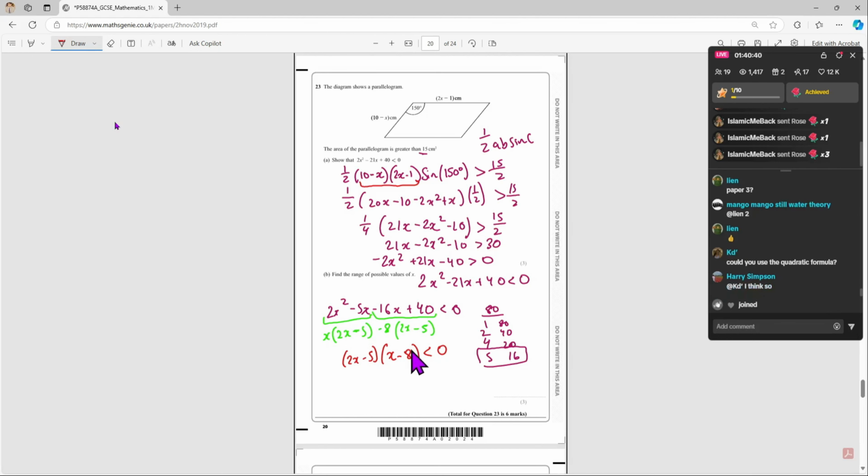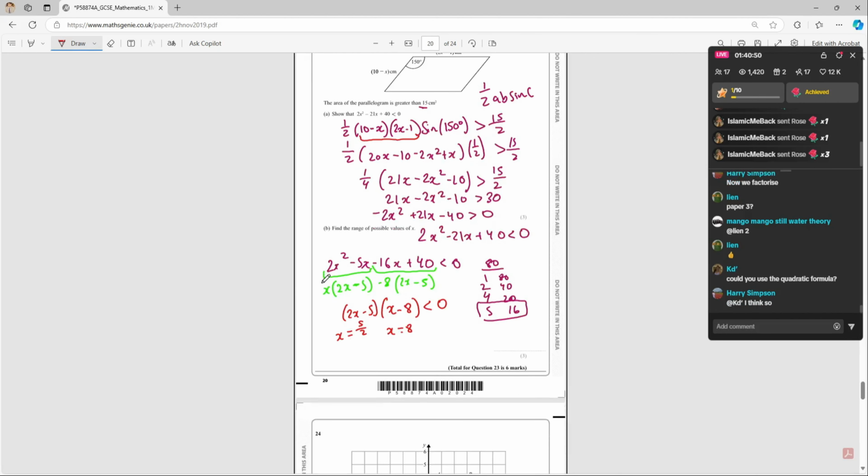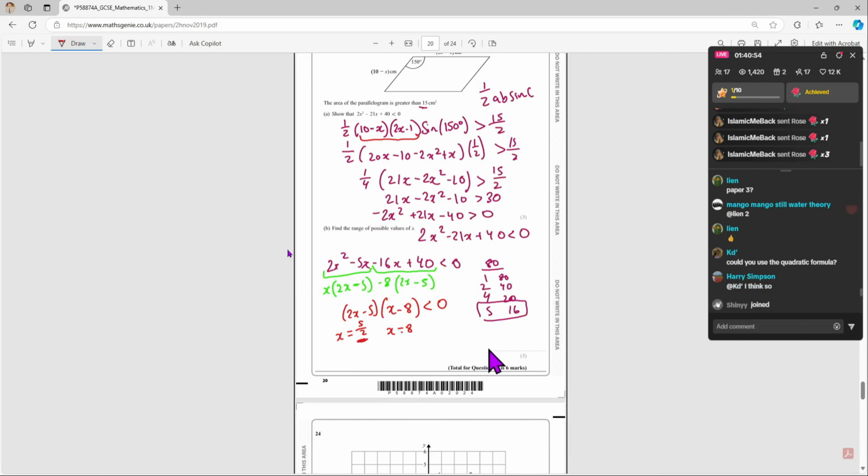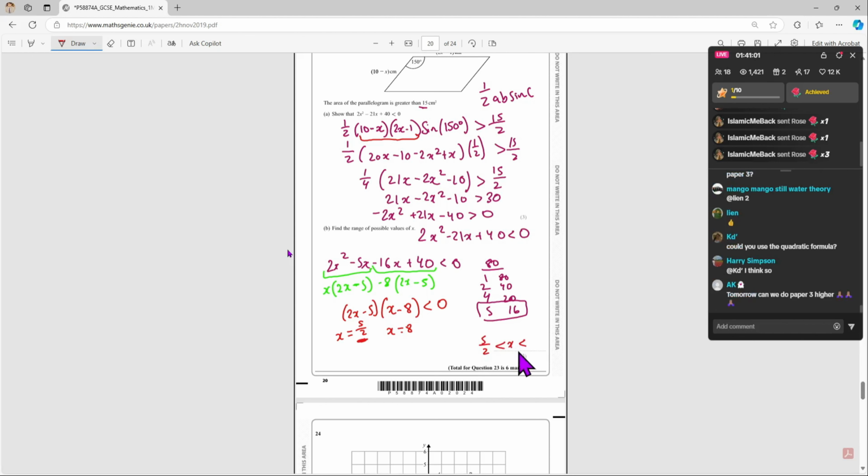And then you can work out the value of x. So x will be equal to 5 over 2, and then x is equal to 8. And then you put this as an inequality. So we know that this one is going to go first as the smaller. It's going to be 5 over 2 which is less than x, and which is less than 8. Okay.